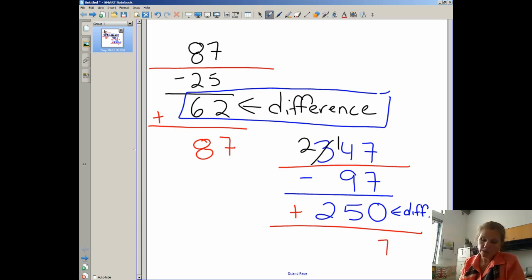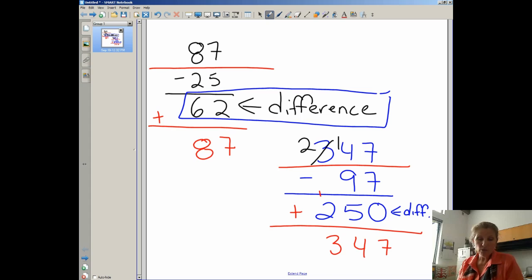7 plus 0 is 7. 9 plus 5, excuse me, 9 plus 5 is 14. And 2 plus 1, excuse me, is 3. And notice that I got 347, which is what I had up there, 347. So I feel confident that I got this one right.